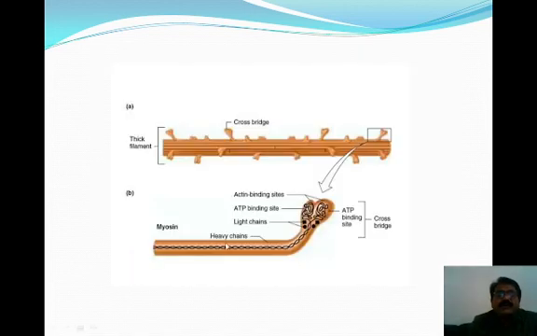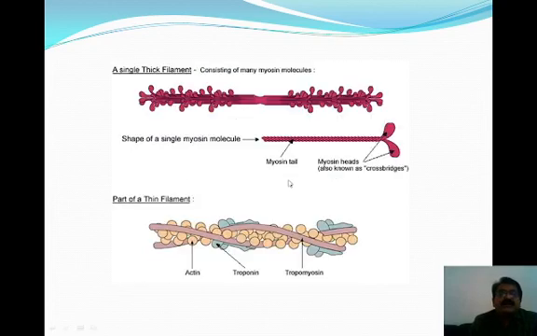Now here is the diagrammatic presentation of the myosin filament. As we already know, there are heavy chains and lighter chains. The head regions have sites for ATP binding and actin binding. These regions have the ability to form the cross bridge. A single thick filament consists of many myosin molecules.